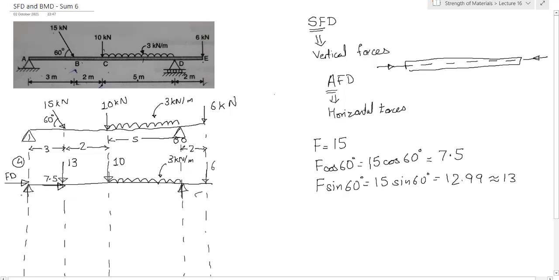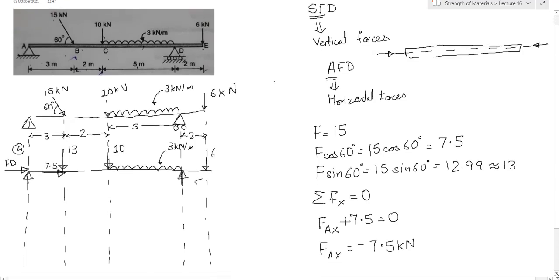Now we have to find FD, and we have to find FAX, FAY and FD. First of all, we can do summation Fx equal to 0. So what are the forces in x direction? First of all, we have assumed FAX in the right direction, plus 7.5, it will be 0. So the value of FAX is minus 7.5. It means 7.5 kilonewton in the left direction. So that is done. Next we have to find FAY and FD.